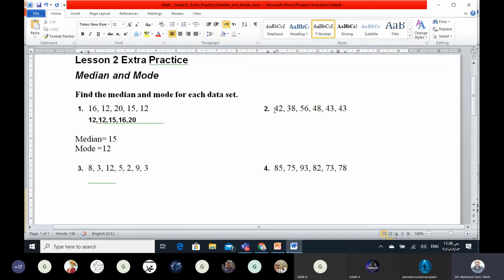Now start with number 2. Mr., can we find the mean and median and mode, or only median and mode? The question here is just median and mode.